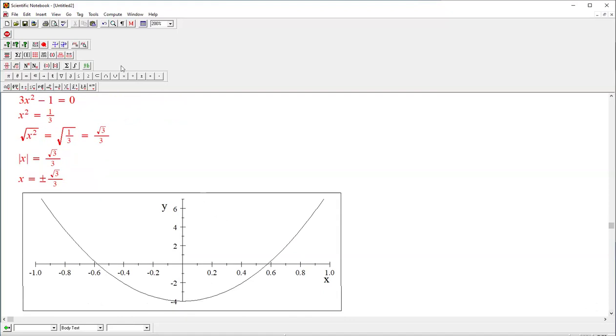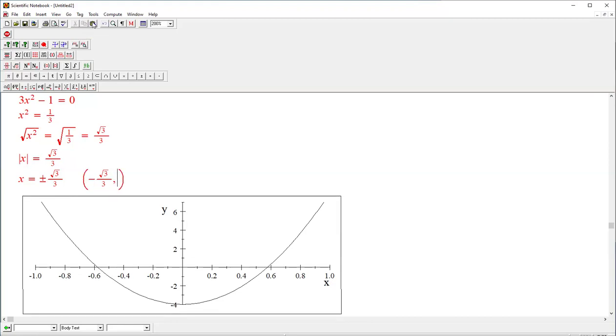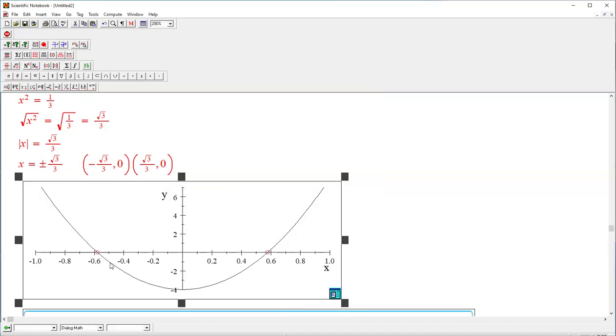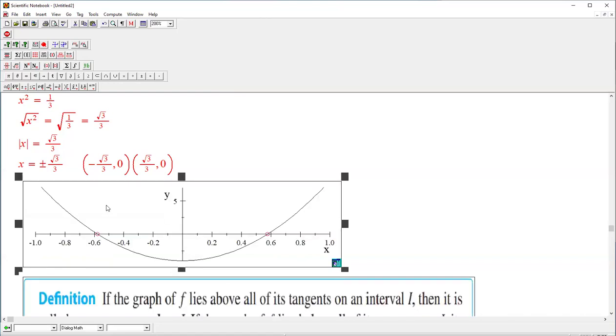So we have two x-intercepts. One is negative √3/3, and the other one is positive √3/3. So we just plot these 2 points in the graph, so I will show you, right? So these are the 2 points. Put 2 circles there. And here, this is about the second order derivative, right?